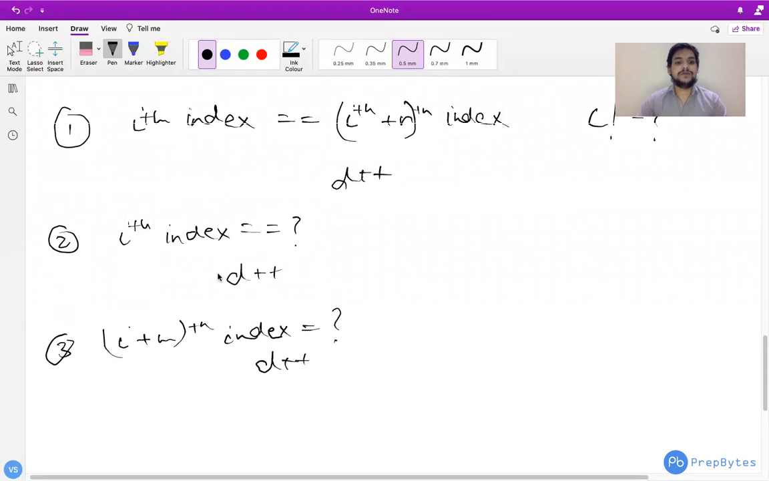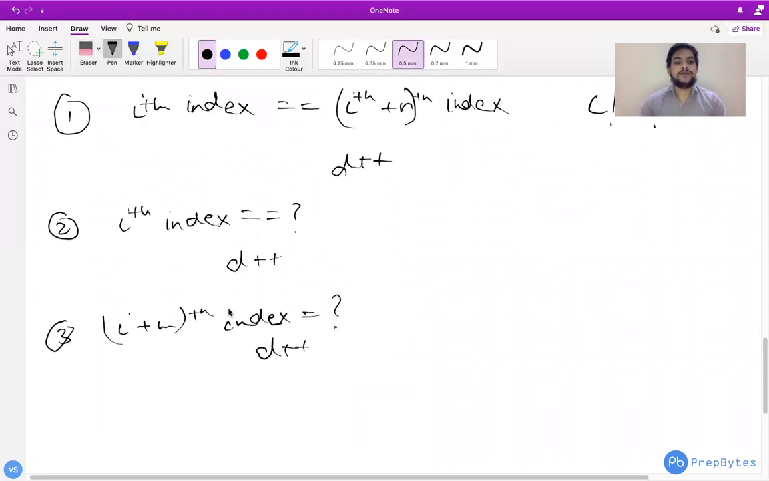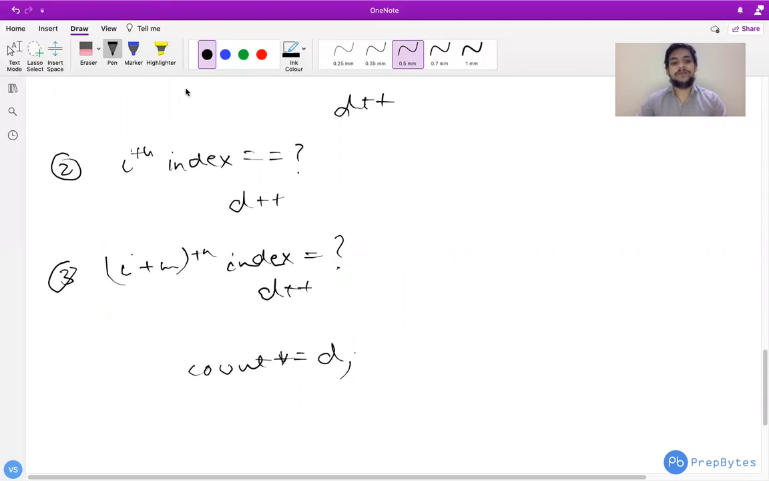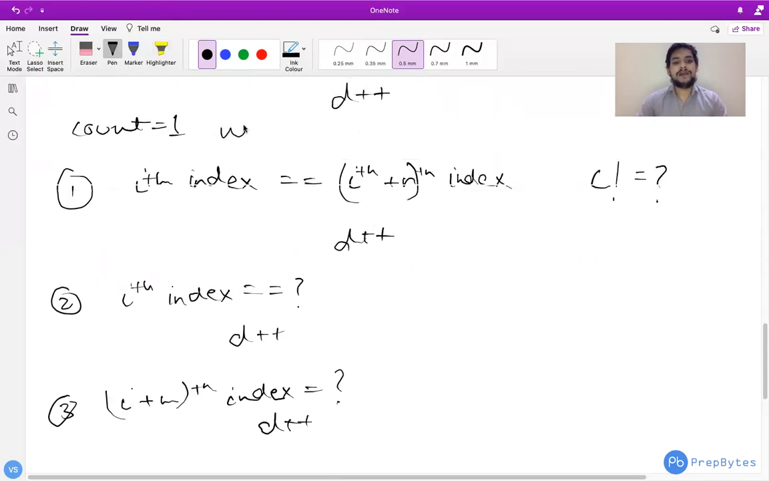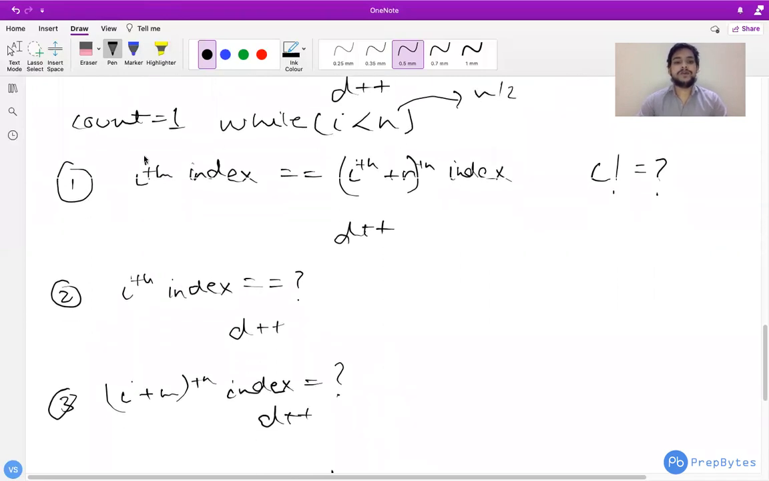Initially it's 0, we can take it 1 because we will multiply. So we can say that count times equals d. We will multiply it with d, and how many times will we do it? While our I is less than n, and here n is divided by 2, that is, the initial length was divided by 2. So this whole thing will be your pseudocode.